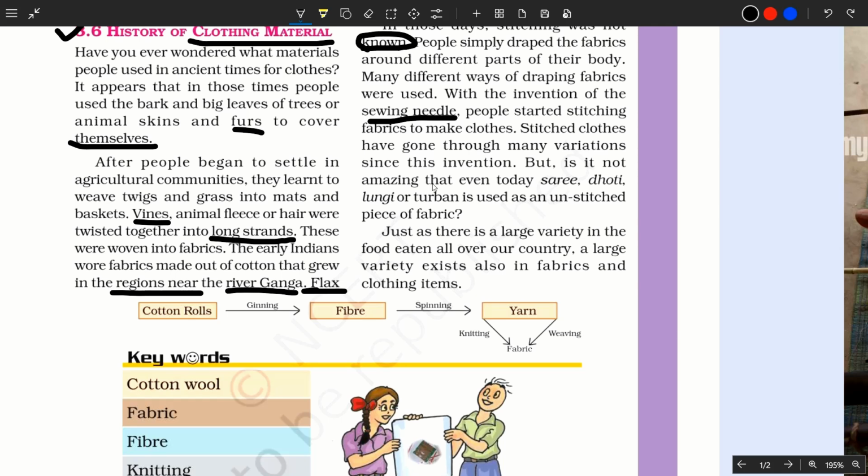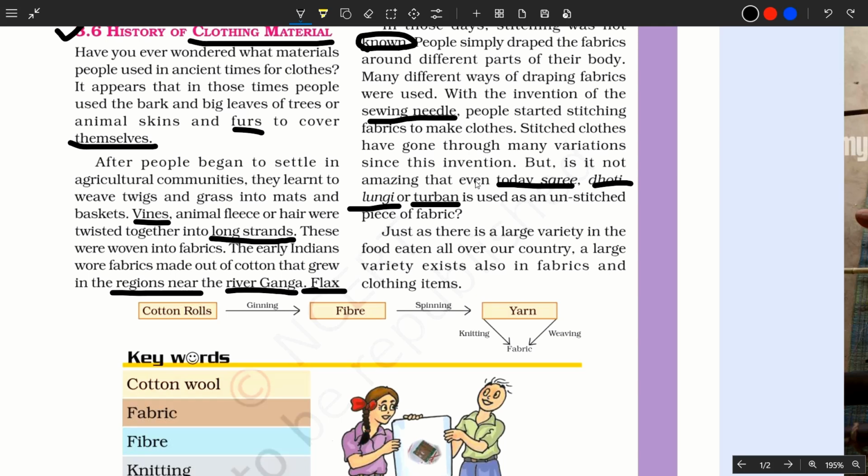But is it not amazing that even today the sari, dhoti, lungi or turban is used as an unstitched piece of fabric? Nowadays there is a variety of clothes being prepared. Saris are still wrapped, not stitched. There were beautiful and amazing saris in the ancient times. Saris, dhoti, lungi, turban.